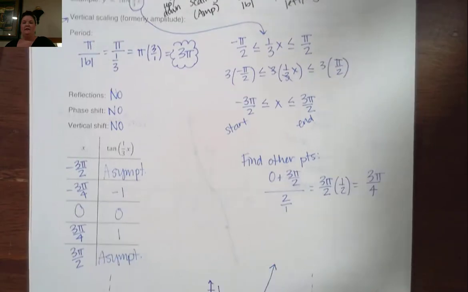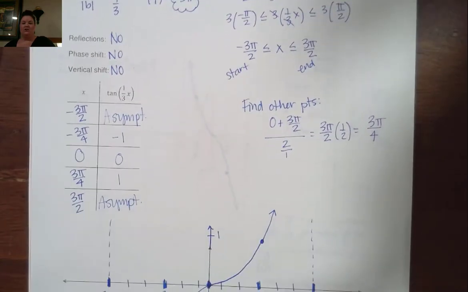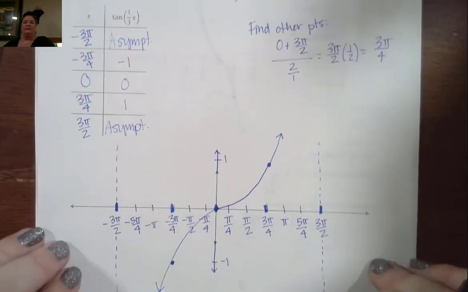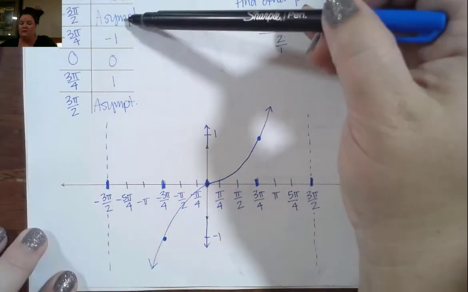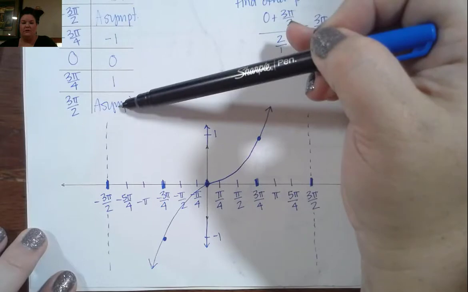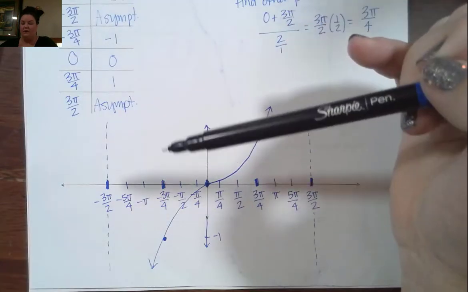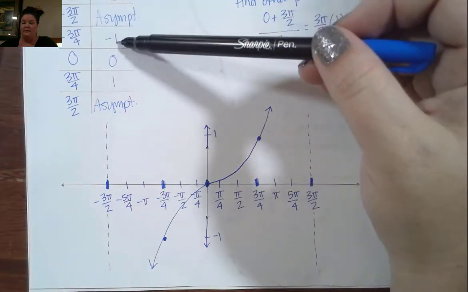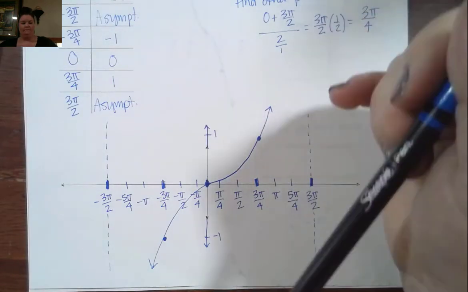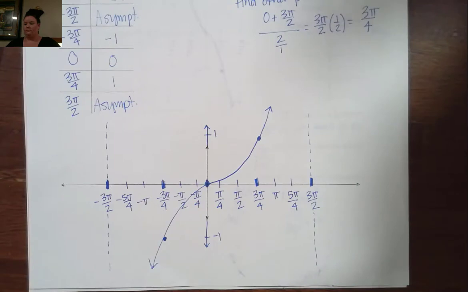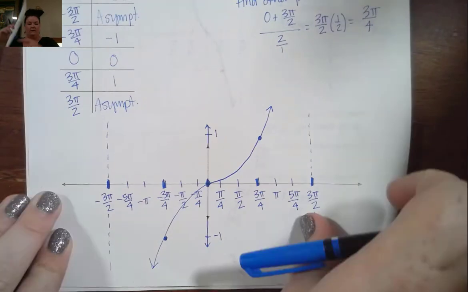The only thing we have to remember is that our starting period length is pi. And we have to remember our new set of pretty values in order to get our tangent curve, which is asymptote, -1, 0, 1, asymptote. Okay? All right. Let's try another one.